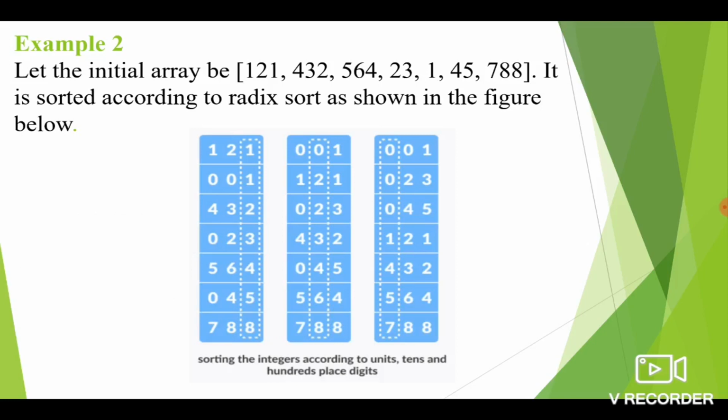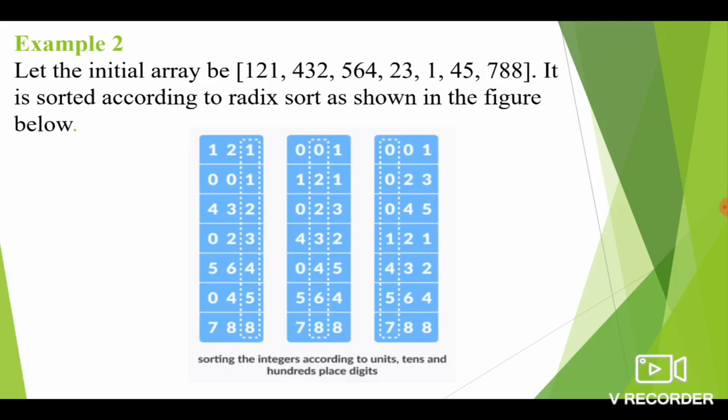So we are going with another example. So this will be better for you. Okay, see the numbers are 121, 432, 564, 23, 1, 45, 788. We are first considering the least significant digit. Based on this, I am swapping the numbers.